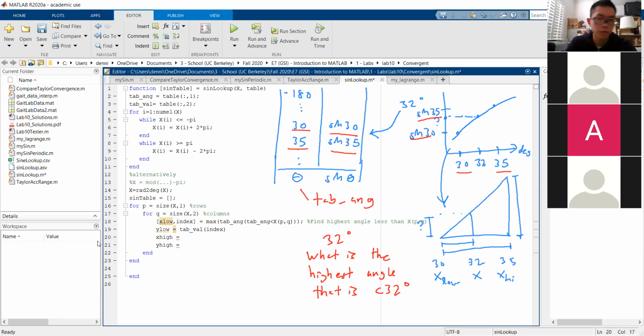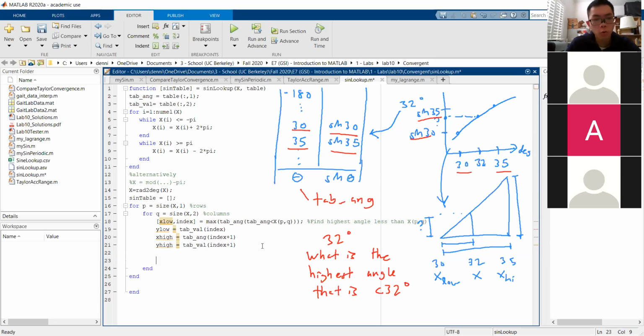Now, here's my question to you. What's this next part? How do we find the 35? Do we need to repeat all of this again? Shouldn't it just be the next index? Say that in MATLAB language. It's going to involve index. Index plus 1? Index plus 1. Yeah. Same thing here. Instead of table angles, we're going to do table values.